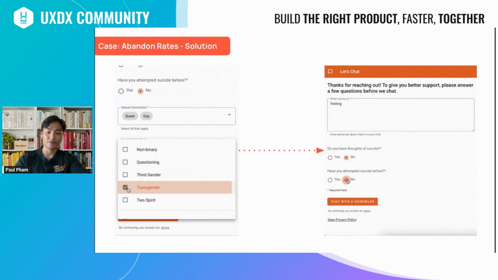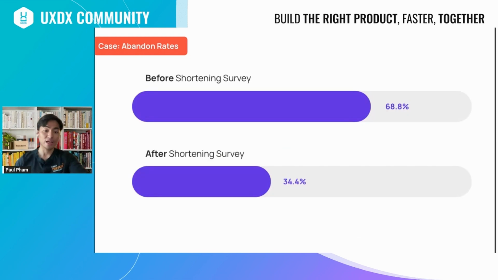And so as you can see here, based on this transition, we were able to gather the data before and after. So as mentioned before, shortening the survey, the original 7-question survey, we had about 68.8% people who left our services. But after shortening the survey, we noticed that there was a big drop by 50% to about 34.4%. And so this was a huge win for us, knowing that we were able to have some sort of positive impact on our end users, which are the LGBTQ plus young people that we support.